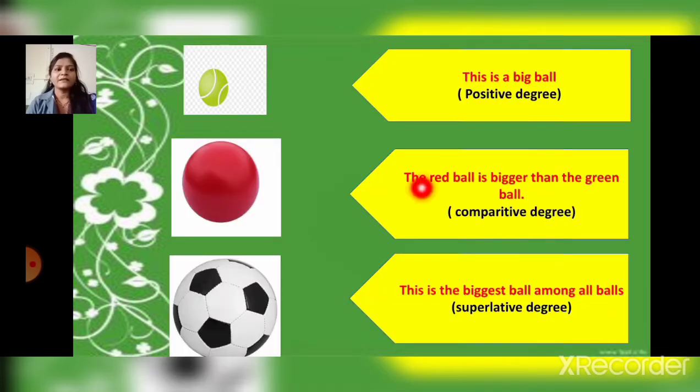Here you can see this is a big ball. So it is positive degree because there is no comparison. The red ball is bigger than the green ball. Here is a comparison between two things. This is comparative degree. Third, this is the biggest ball among all balls. So it is a superlative degree because there is a comparison between more than two things.